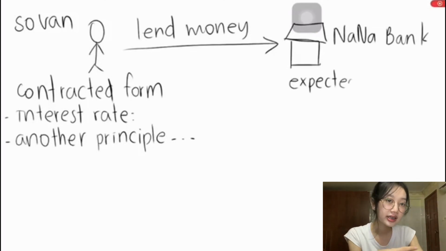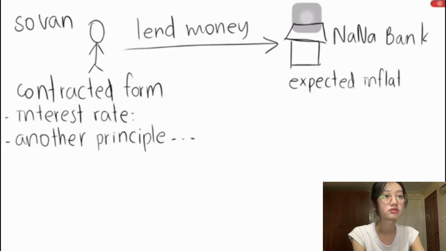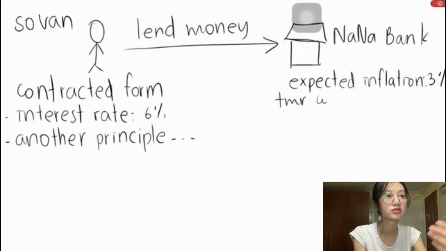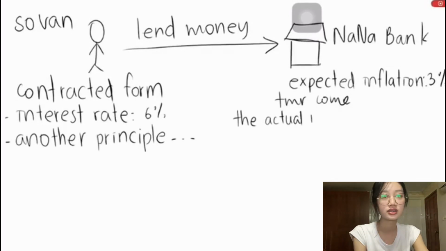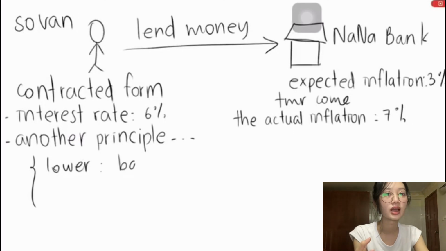However, there is an unexpected inflation, and the actual inflation turned out to be 7%. Then the real interest rate is lower for the bank. They are not receiving much from Sawan. It means that the inflation rate turned out to be unexpected, and it is higher than the interest rate. So we can see that if inflation is higher than expected, then the bank loses and the borrower wins, meaning more money goes to the borrower and less money to the bank.